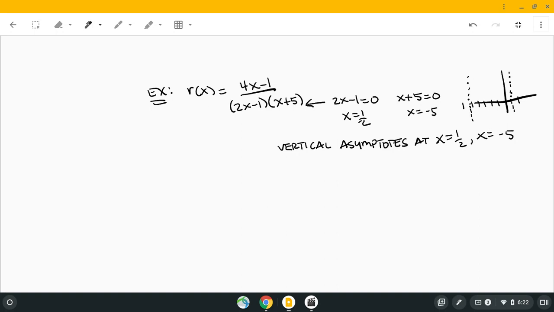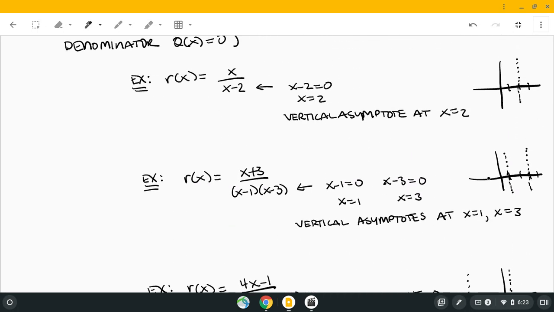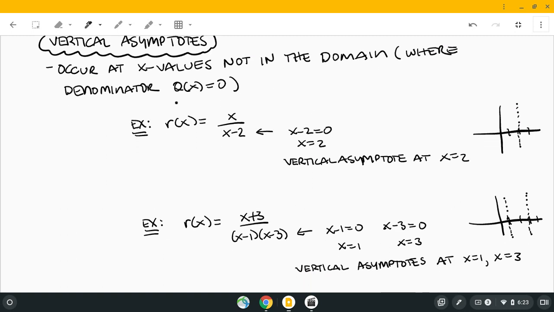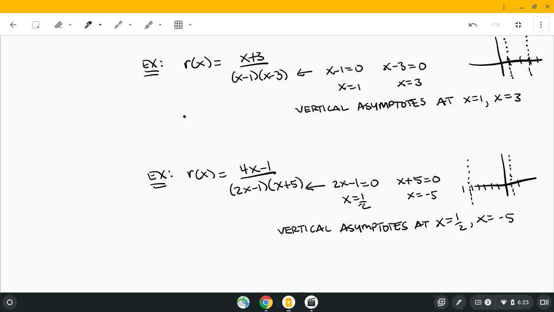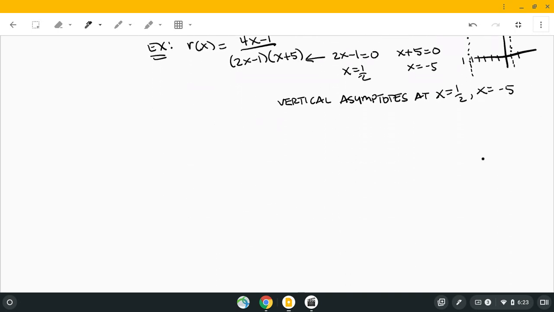All right. So vertical asymptotes, those are generally the easy ones. They're both easy, vertical and horizontal asymptotes. They aren't complicated to find. So vertical asymptotes occur at the x values that are not in the domain, so that's where the denominator equals 0. Okay, so let's take a look at horizontal asymptotes.